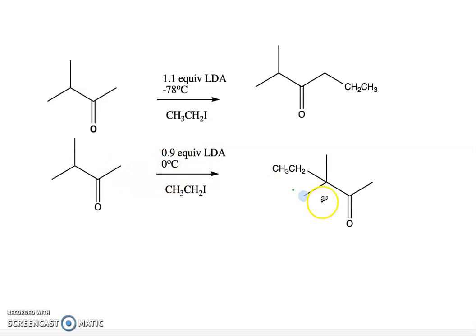Under those conditions, instead of getting substituted at the less substituted carbon, I'm going to get reaction at the more substituted carbon. I'm going to get my thermodynamic product. So we can use LDA to get either our kinetic product or our thermodynamic product.